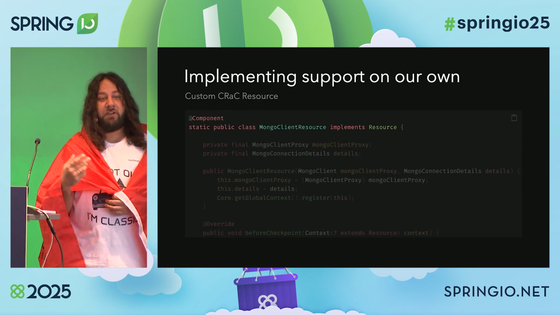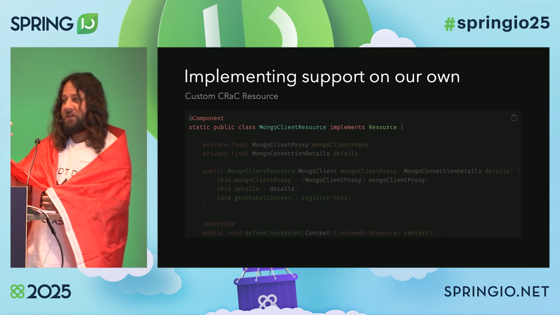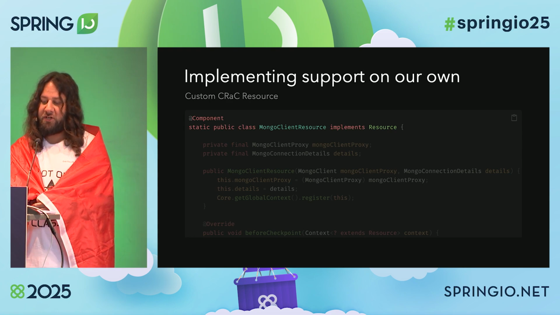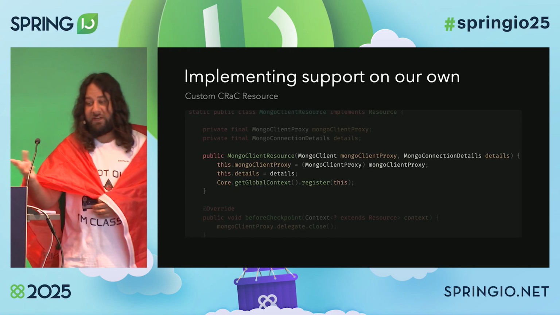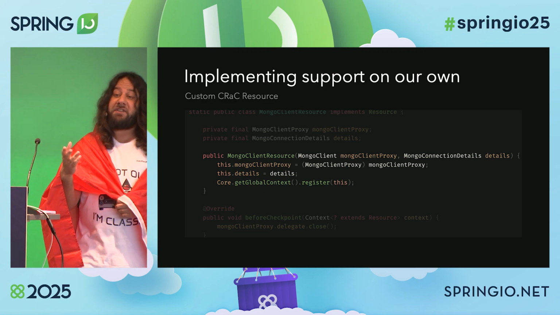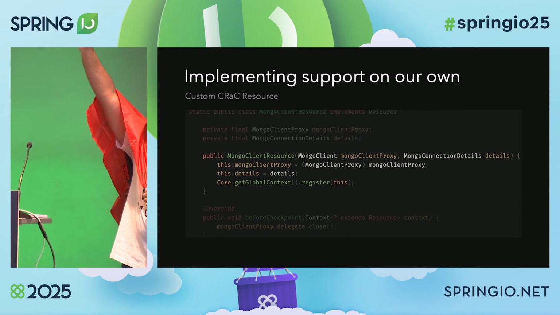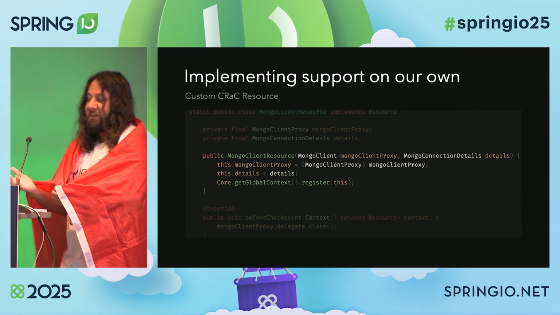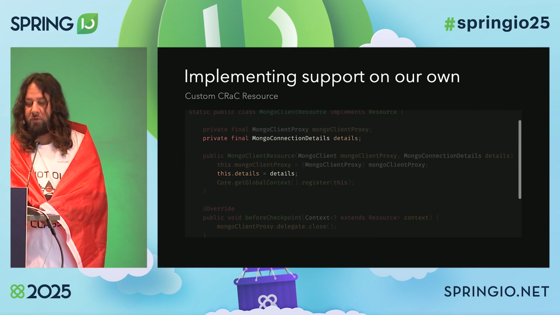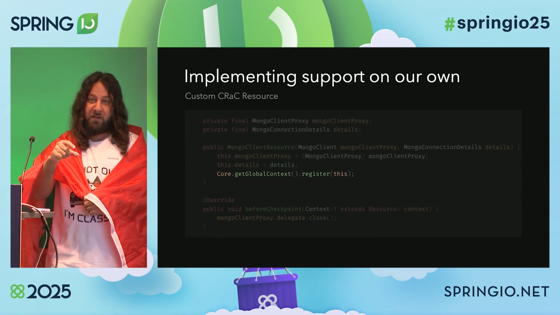Then we will define a component which is actually a CRaC resource. A CRaC resource is a thing that allows you to stop and correctly restart the application. Inside it, we obviously have a constructor that accepts Mongo client proxy and Mongo connection details. Who knows why we need Mongo connection details? We need Mongo connection details to recreate the connection, obviously. And also, we need to register our component as a CRaC resource.